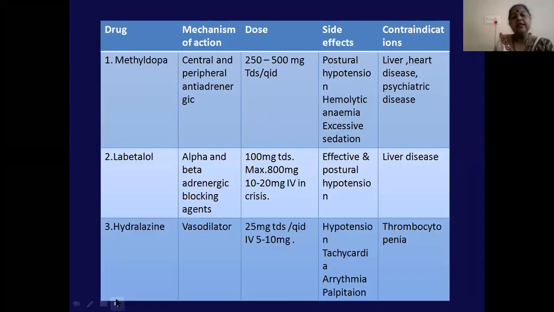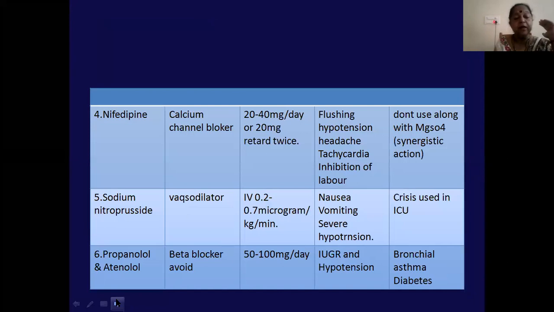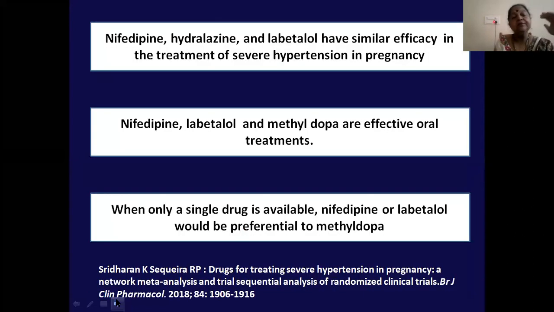So this is, in a nutshell, the chart: what is the mechanism of action, dose, side effect, and contraindication. You have to remember these are the antihypertensives commonly used in hypertension in pregnancy. At the end, one should remember that nifedipine, hydralazine, and labetalol have similar efficacy in the treatment of severe hypertension. They are effective oral treatments also.